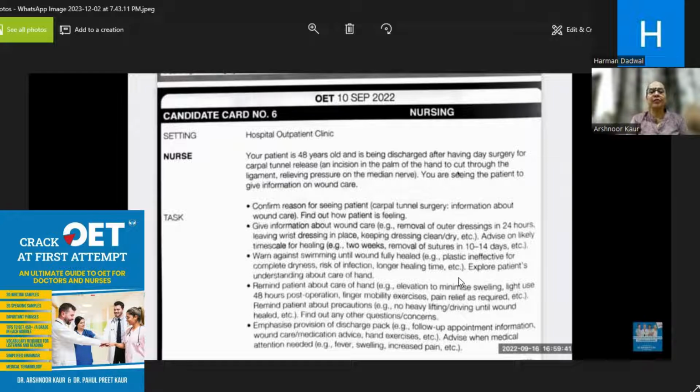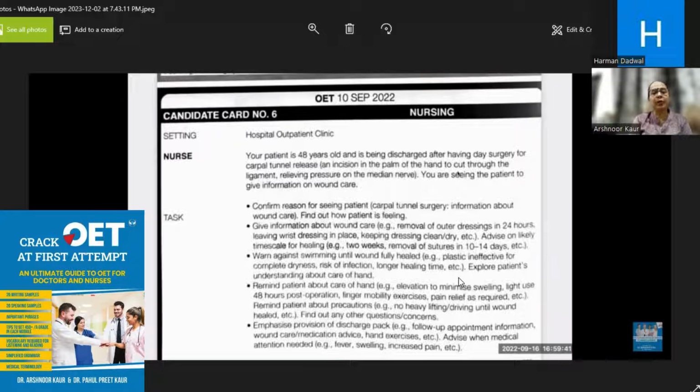I've started a series of role plays for doctors and nurses, and today's topic is for nurses. The patient setting is a hospital outpatient clinic, and the nurse is attending the patient in the outpatient clinic. OPD means outpatient department. Now, the patient is being discharged after having surgery. That is a day surgery, and there was no admission for day and night. It was only for a few hours. He underwent the surgery and is being discharged. The nurse's role is to give him recommendations after his discharge to take care of the wound at home.